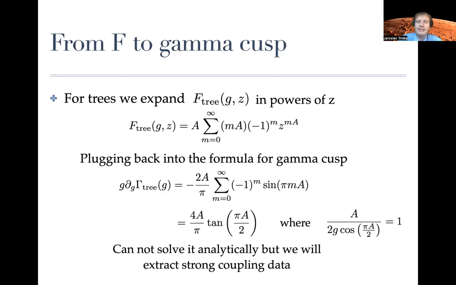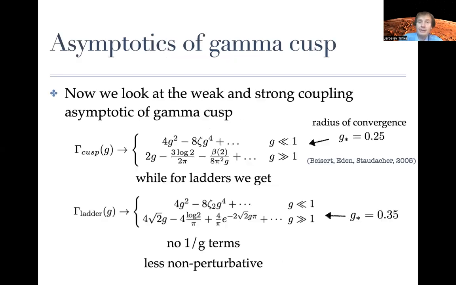Again, there is some formula that we cannot invert, so we cannot solve it analytically, but we can do it numerically. And so this is the result. I'm sorry, I'm really over time, but this is one of the last slides. So let's now look at how the gamma cusp really looks. This is the true gamma cusp on the first line. This is the expansion at weak coupling.